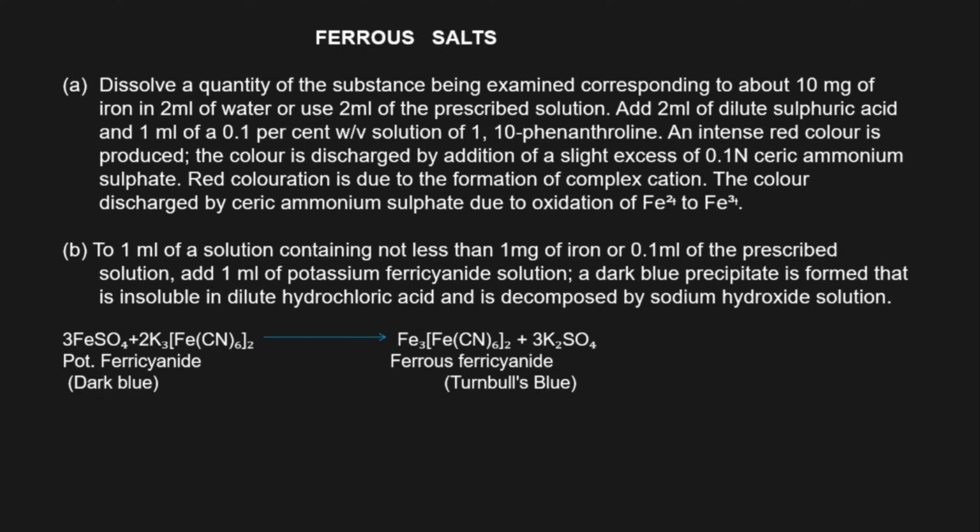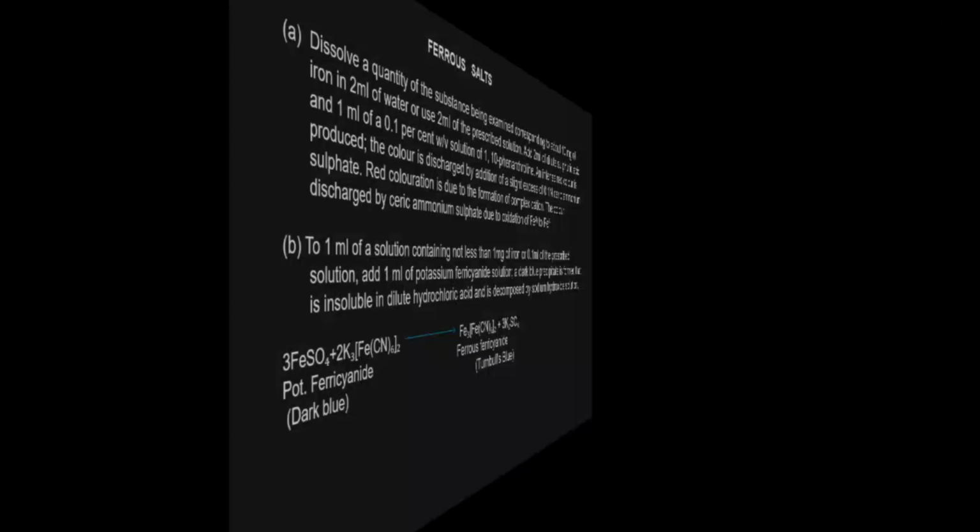The second method of identification is as follows. To 1 ml of solution containing not less than 1 mg of iron, or 0.1 ml of the prescribed solution, add 1 ml of potassium ferricyanide solution. A dark blue precipitate is formed that is insoluble in dilute hydrochloric acid and is decomposed by sodium hydroxide solution. The reaction for this method is as under. 3 molecules of ferrous sulfate react with potassium ferricyanide, resulting in formation of ferrous ferricyanide, which gives you dark blue precipitate.